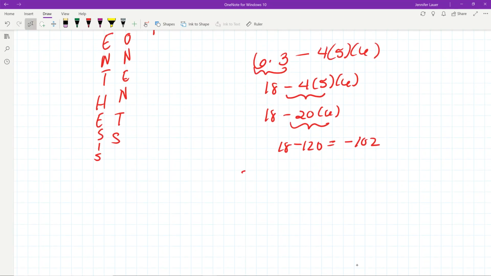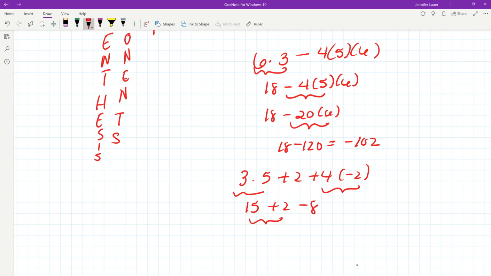So let's try this one. 3 times 5 plus 2 plus 4 times negative 2. So that's going to be 15. 4 times negative 2, that's actually going to be a negative 8. So 15 plus 2 is 17. 17 minus 8 is 9.